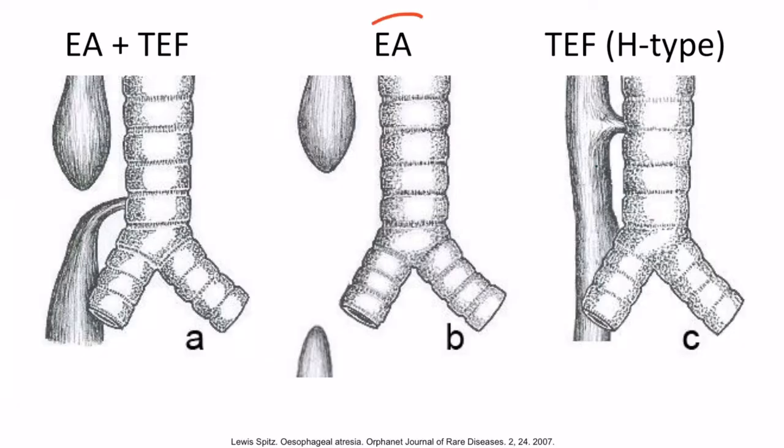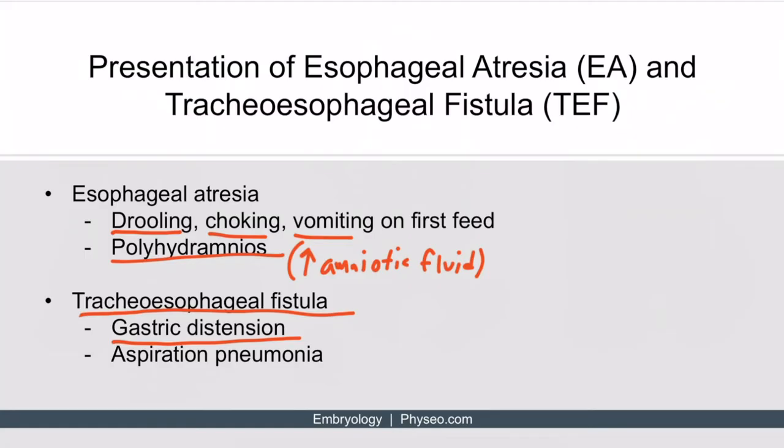So dealing with just an esophageal atresia means that you won't get air from the trachea entering the esophagus. It just doesn't happen because there's no fistula. So gastric distension is possible with a tracheoesophageal fistula. It's not in an esophageal atresia.